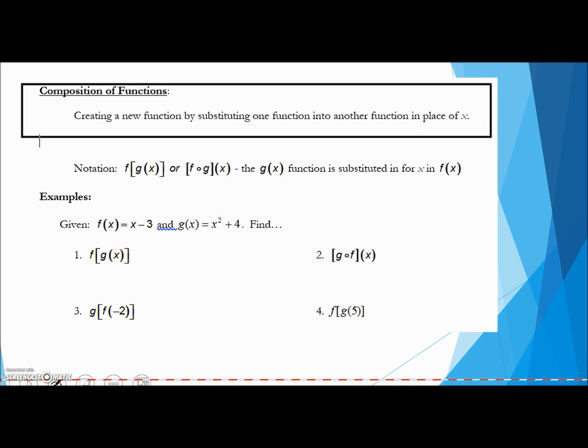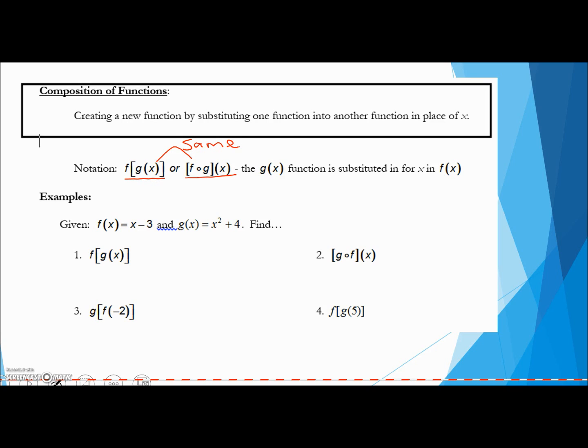Now we're going to get into something called composition of functions. And so this is what the bulk of our lesson is going to be on. It's creating a new function by substituting one function into another function in place of x. So there's two types of notation. The one is this first type, and the second one looks like it's saying f o g. So these mean the same thing. They're just different notation. And all that's saying is that you're substituting g of x in for the x in f of x.